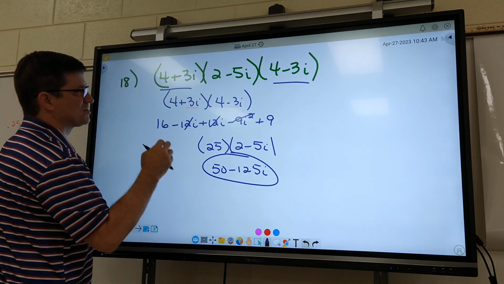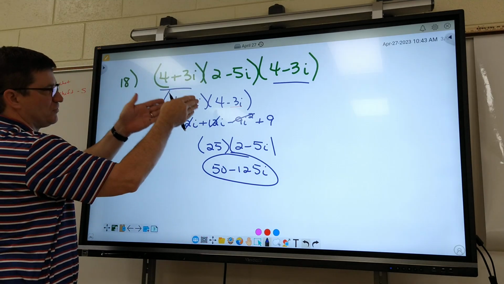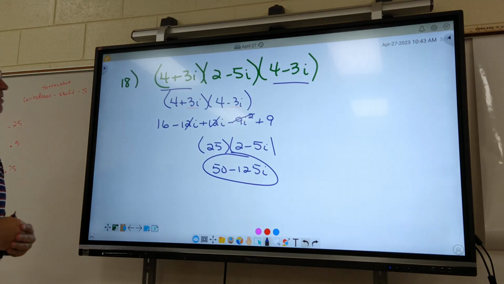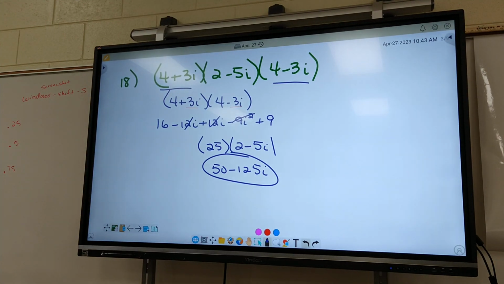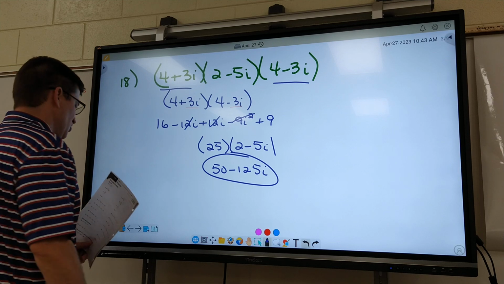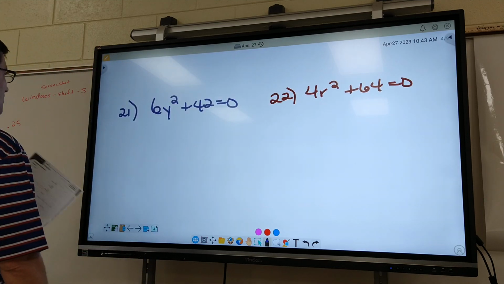All right, you would have gotten the same thing if you would have FOILed these two first and then brought the third one down. All right, so y'all can mark off 23 and 24. We're not going to do those. I won't put those on the test, but we do know how to do. We do need to know how to do 19 through 22.